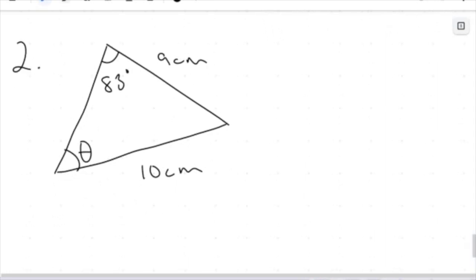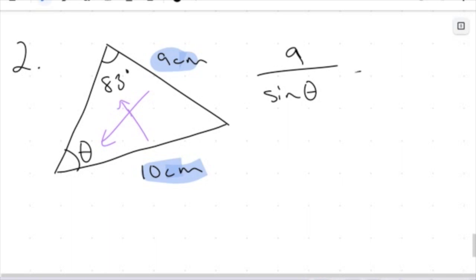So I want to find this unknown angle. I'm going to set up my trig ratios again, sine rule ratios. I have a side of 9, and an angle opposite to that is going to be my unknown angle theta. And a side of 10 is opposite my unknown angle of 83 degrees. So I'm going to say that 9 over sine theta equals 10 over sine of 83.